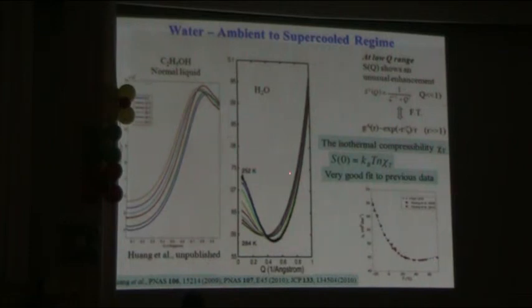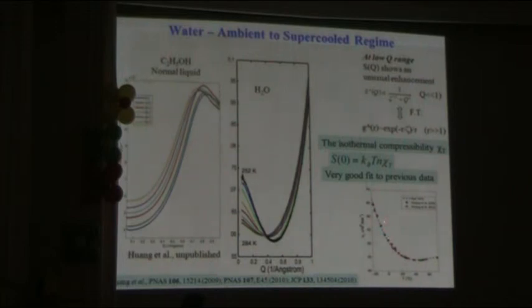Now, for water, on the other hand, here we go from room temperature, 284 Kelvin, it's a cold room. And as we cool the liquid down to minus 21 degrees C, we see an enhancement of the scattering at low Q transfer. This is connected to the isothermal compressibility. And this has been extracted from sound velocity measurements in the liquid. And that's the dashed line.